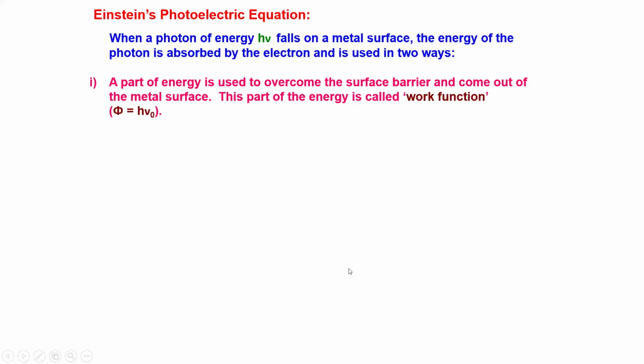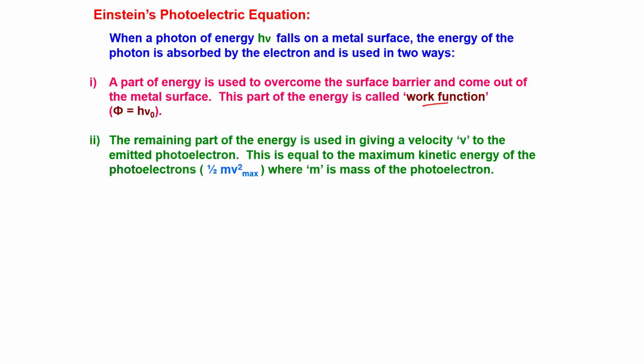Because when a photon of energy h nu falls on a metal surface, the energy of the photon is absorbed by the electron and is used in two ways. The first one is that a part of the energy is used to overcome the surface barrier and come out of the metal surface. This part of the energy is called the work function. So when you are studying the Einstein photoelectric equation, you have to know about the work function. And the formula for calculating the work function is phi is equal to h nu naught.